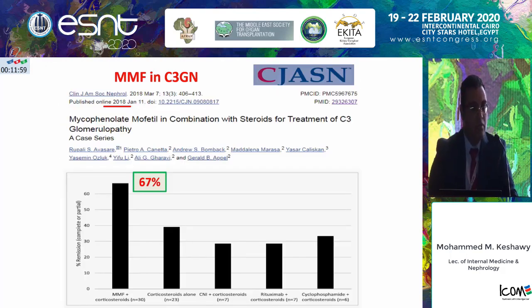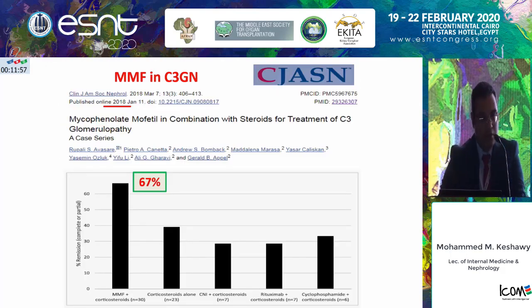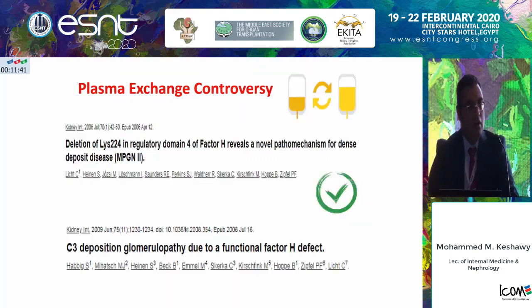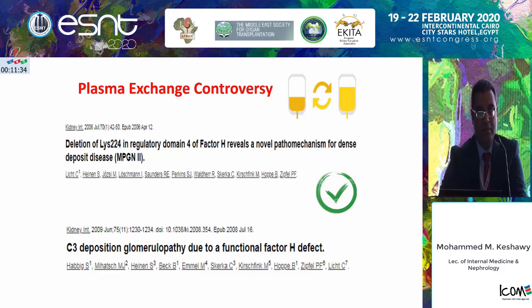Back again in 2018, this case series from Professor Fresenda revealed that MMF again gave a response in nearly 2/3 of patients who received MMF and steroid versus other immunosuppressive drugs. Okay. If you look at genetic defects involving factor H mutation, what appears logical is that if you replace the deficient factor, you can get remission. Is it actually happening?